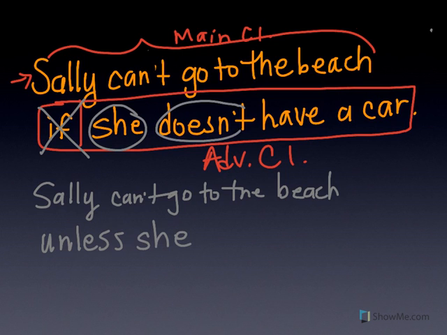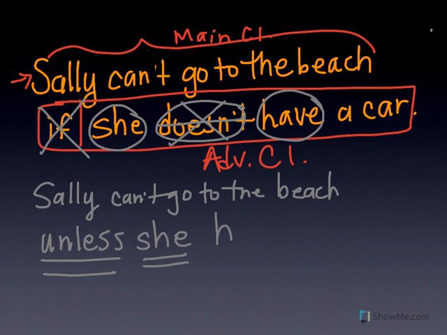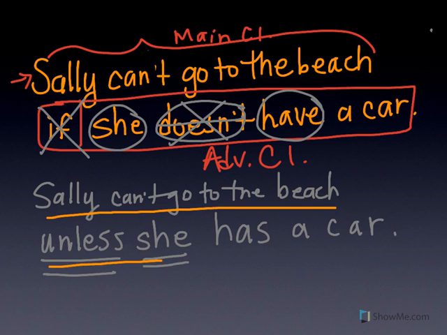Notice here doesn't means does not. We don't need not because we have unless. So then you have the verb have. Now because we're talking about she, we have to change our verb to the third person singular. So that would be has. And we bring the rest of our sentence down. Stays the same. So Sally can't go to the beach unless she has a car.